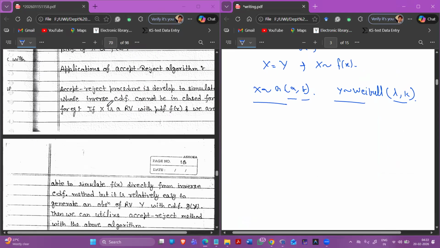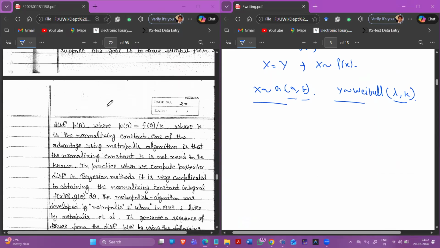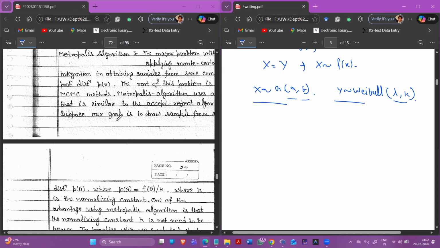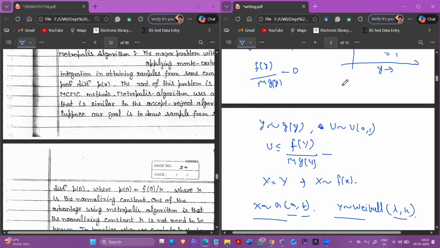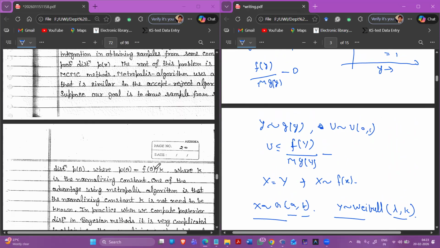After that we discussed what we call the Metropolis algorithm. All right. So what was the Metropolis? In the acceptance rejection method, you need one density that should completely overlap your density under study, right? That was the case in the acceptance rejection method, yes or no? But here in the Metropolis Hastings algorithm, what is that?